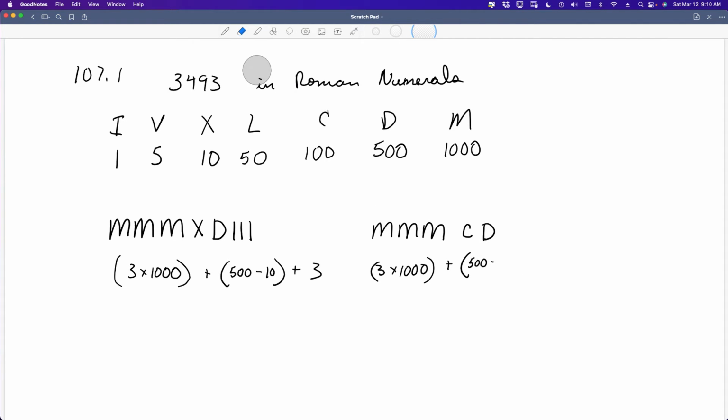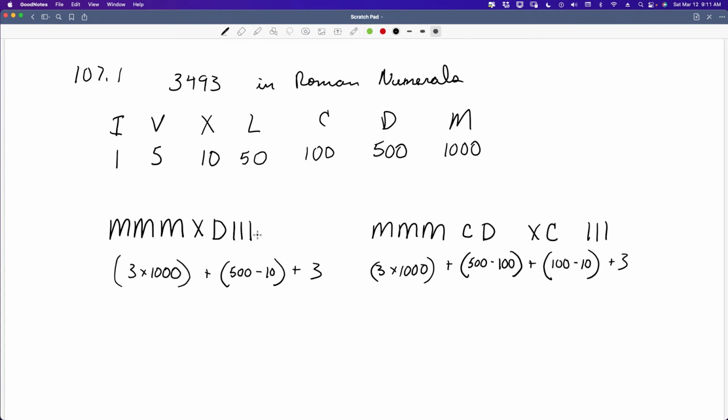Because C is 100, right? So that would give them 400. And then they would do 90, and 90 would be 40 and 50, or 10 from 100. So then they could do XC, which would then be 100 minus 10, right? And then they would have 1, 2, 3. So plus 3. So that is one way that they could have written this number.